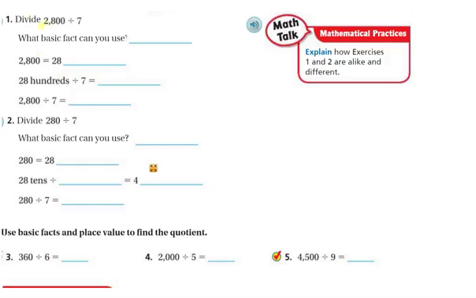Our number 1, 2,800 divided by 7. What basic fact can we use? Well, 2,800, I notice in front there's a 28, and 28 is very compatible with 7. So the basic fact I'm finding is 28 divided by 7.